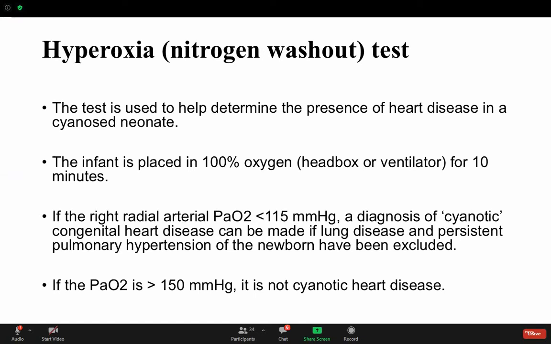Okay? The infant is placed in 100% oxygen, either in a head box or on a ventilator, something we put on the head like a helmet, or through the ventilator they can be intubated and mechanically ventilated for 10 minutes, keeping them on 100% oxygen. Okay. Then we measure the arterial PaO2, the partial pressure of oxygen in the artery. If it is less than 115, it means cyanotic congenital heart disease. If the PaO2 is more than 150, it is not cyanotic heart disease. Okay.